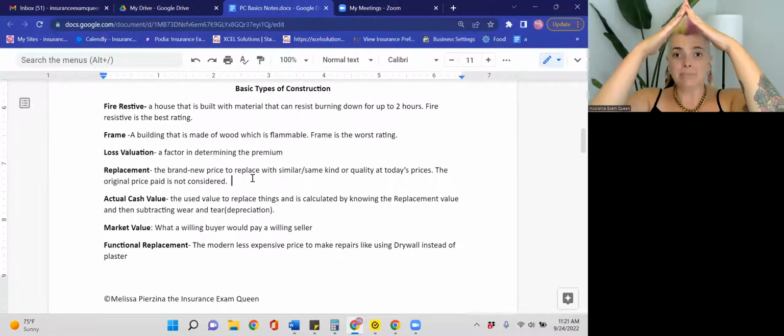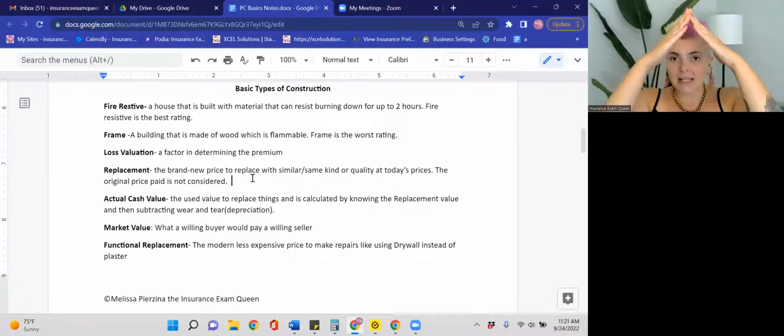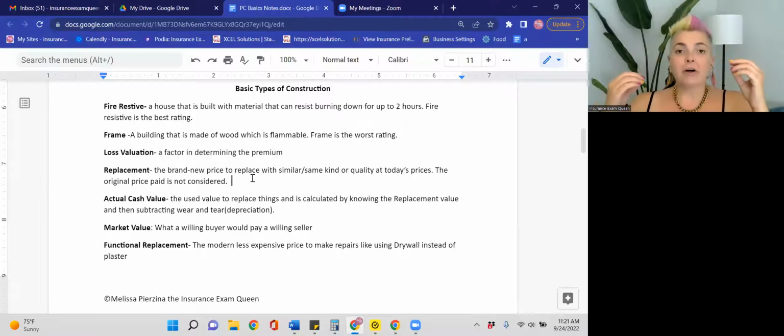They can't not be replacement. They can't build your house with used wood, used roof tiles, used plumbing. They can't do that. They've got to do brand new stuff. Now, this actually means that replacement price, and having that on your homeowner's, defeats indemnity. And this could be a test question.